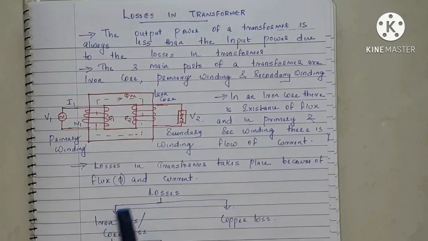Because of the existence of flux in the iron core, iron loss or core loss happens, and in the primary and secondary winding there is flow of current, so copper loss takes place. This iron loss is again classified into two types, eddy current loss and hysteresis loss.